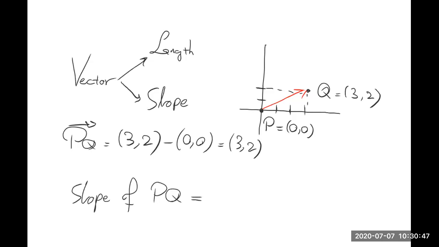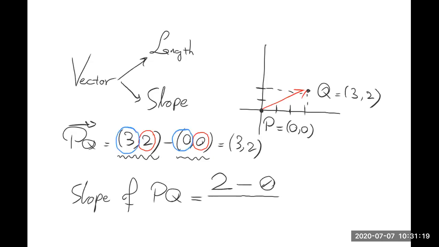The slope of this vector, I would tell you first how we compute it, and then I would tell you what this thing means. So PQ is connecting this point to this point, right? The slope means this. Look at the second components. Here, the second component is 2. Here, the second component is 0. Subtract them, 2 minus 0. Now look at the first components. Here I have 3, here I have 0. Subtract them, 3 minus 0, and divide them, 2 over 3. That's the slope of this vector.